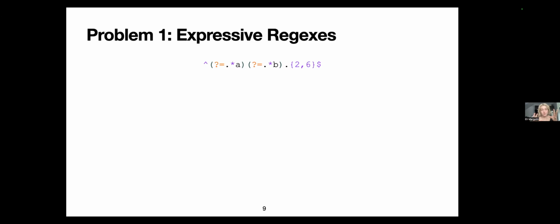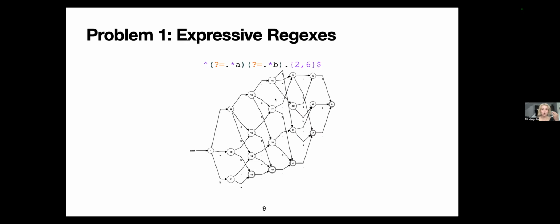And essentially what this regular expression is saying is 3 conditions need to be met by my string. It has to contain an A, it has to contain a B, and it has to be between 2 and 6 characters long. Unfortunately, NFAs are really bad at expressing these, and lookarounds in general result in a pretty significant state explosion. So that's not great.